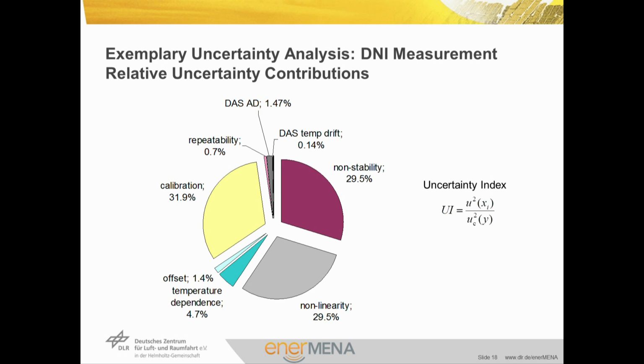The so-called uncertainty index, the relative uncertainty contributions of individual effects, is easiest to judge in the form of a pie chart. On the basis of this visualization, the uncertainty of the calibration, non-stability, and non-linearity can be identified as determinant factors for the uncertainty budget of this particular DNI measurement. Other contributions, like those of the data acquisition, offset, or temperature dependence, have comparatively little impact on the overall uncertainty.